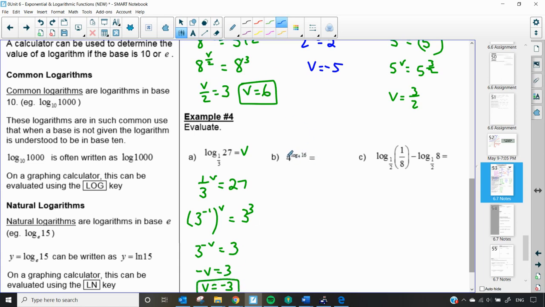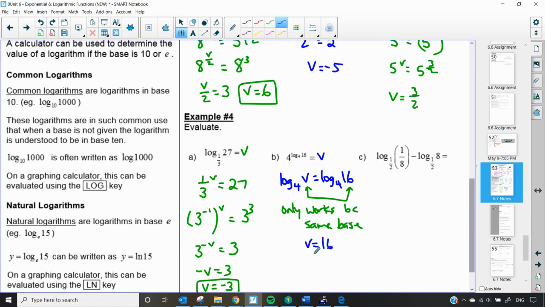Next example, we've got 4 to the exponent log base 4 of 16. Now this one looks a little bit more complex than it is. We have it in exponential form, so our first step is to write this in logarithmic form. So log base 4 of v equals log base 4 of 16. Now, because we have the logarithms equaling each other with the same bases, then we know that these arguments have to be the same. Now, this only works because they have the same base. So we can say that v equals 16.